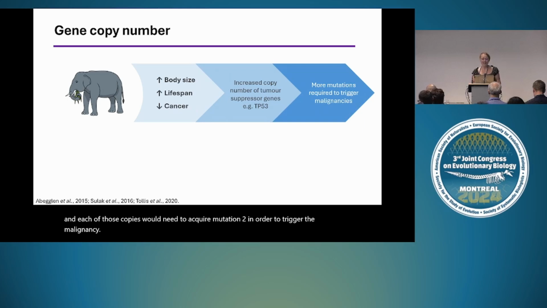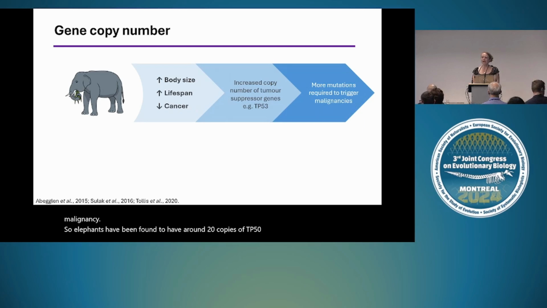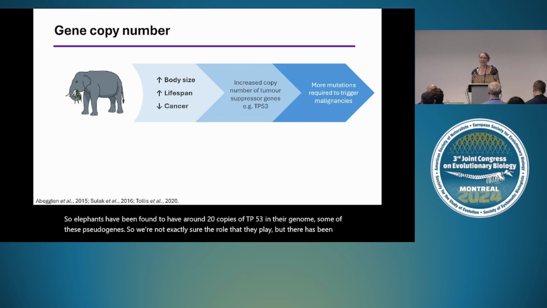So elephants have been found to have around 20 copies of TP53 in their genome. Some of these are pseudogenes, so we're not exactly sure the role that they play, but there has been established an association between the copy number of tumour suppressor genes and cancer prevalence in the elephant.